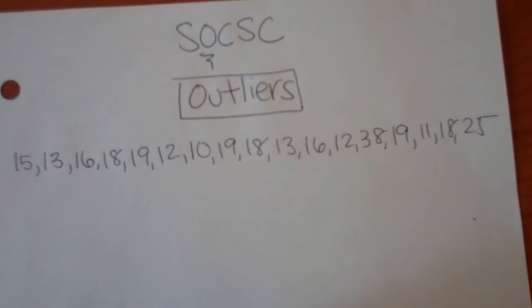Hello, welcome back. We are describing our distribution. We're using SOCS. S is for shape, O is for outlier, C is for center, S is for spread, and C is for context. Moving on to O today, O is outliers.